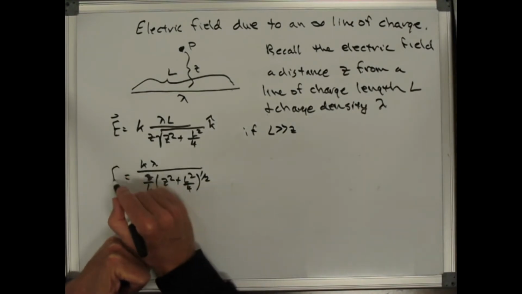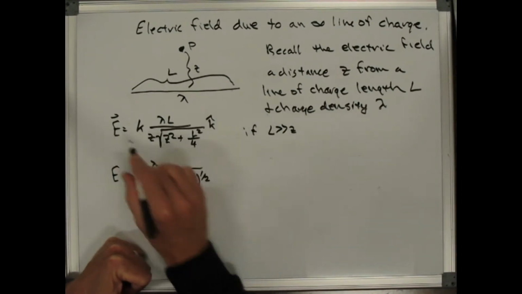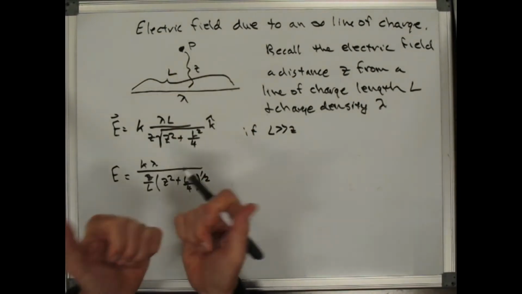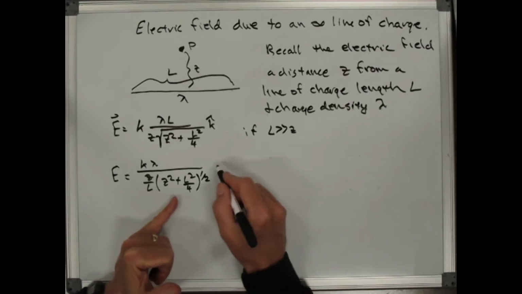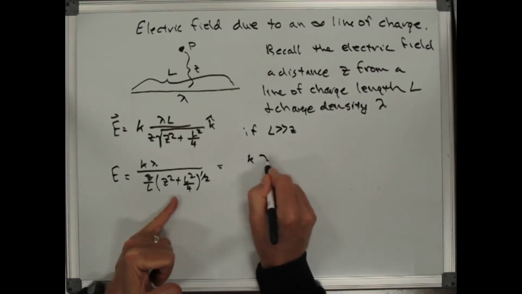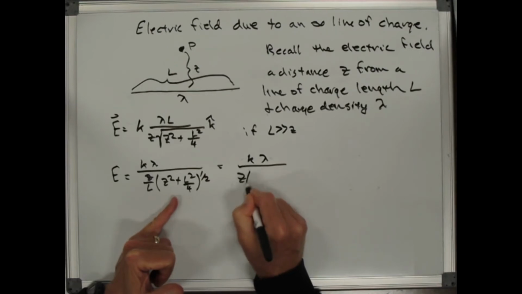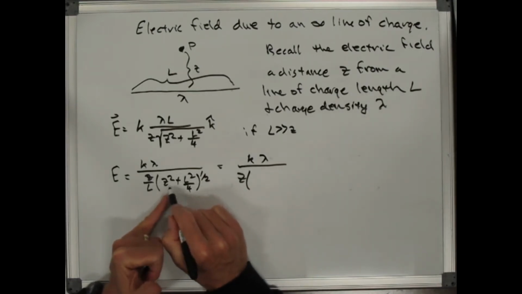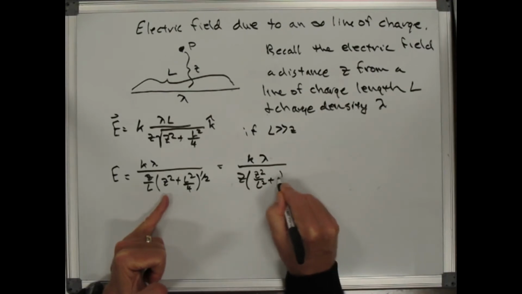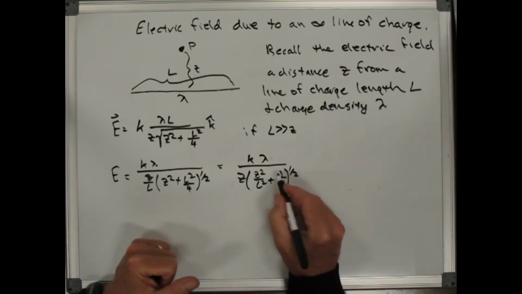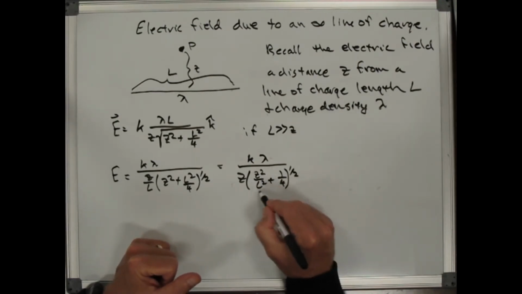Let's just look at the magnitude at this point, so I'll drop the direction. We know that it always points away from the wire. Now I'm going to bring this L inside, and this becomes K lambda over Z times one over the square root of Z squared over L squared plus 1 over 4. And this term, for very large values of L, is negligibly small compared to this one.